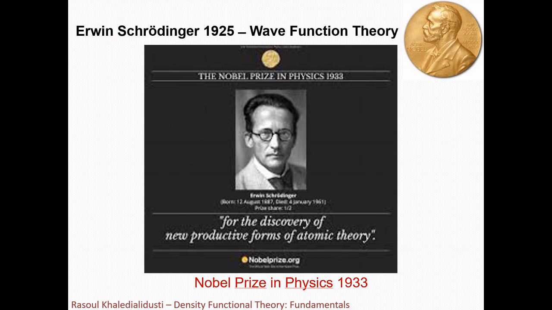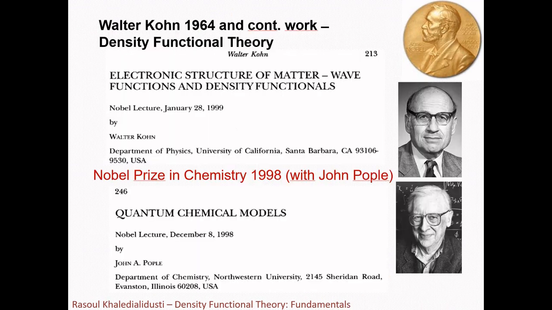So Schrödinger published his work on wave function theory in 1925, and he was awarded the Nobel Prize in Physics in 1933. Hohenberg and Kohn published their works in 1964, but only Kohn was awarded the Nobel Prize, and not Hohenberg, because Kohn continued the theory, density functional theory, and did additional works, some of which we will see in the upcoming videos.